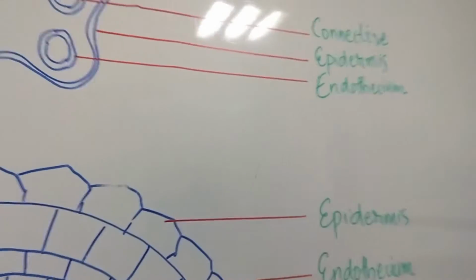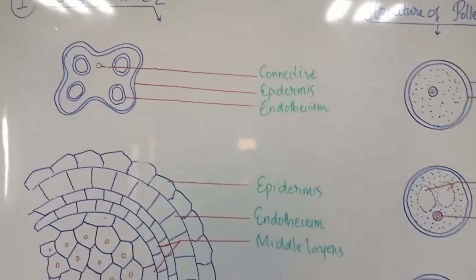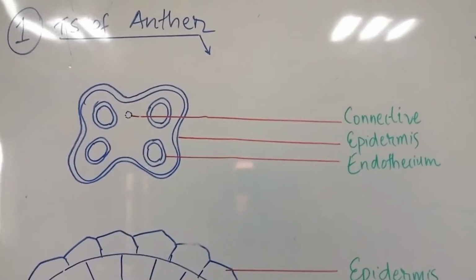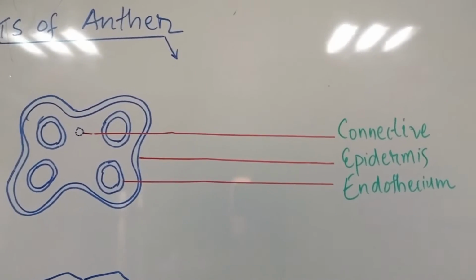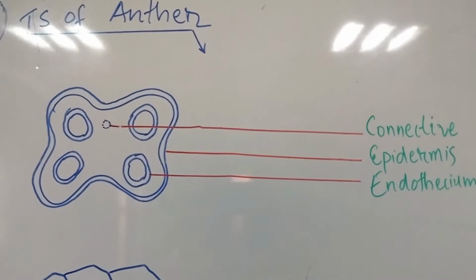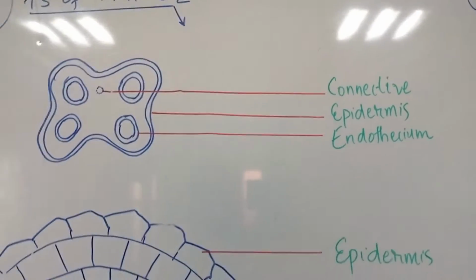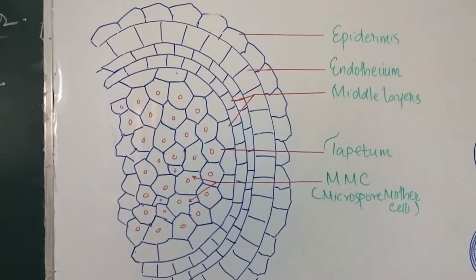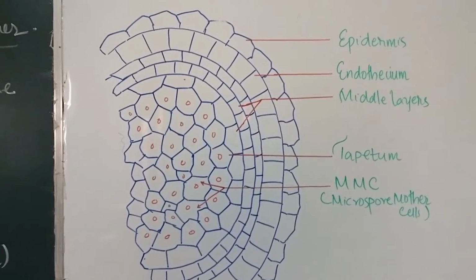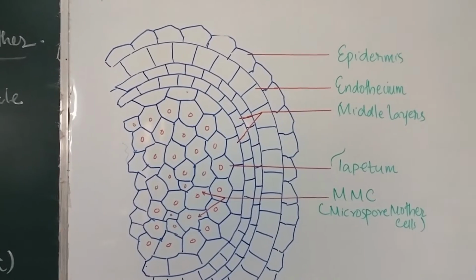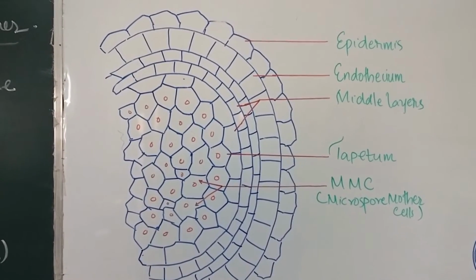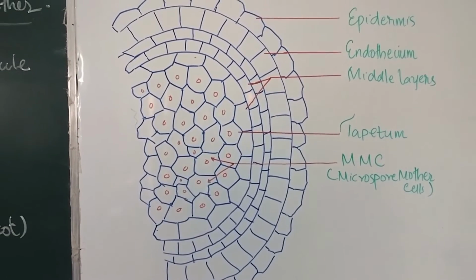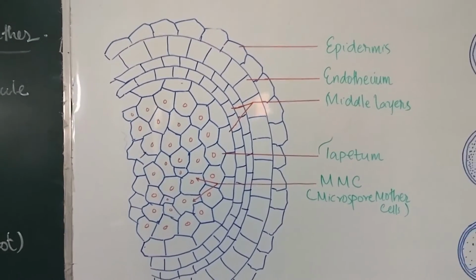The first diagram is the transverse section of an anther, showing the three regions of epidermis, endothecium, and connective for dehiscence. The explanatory part of the anther is the different histological arrangement of tissues: epidermis, endothecium, middle layers, tapetum, microspore mother cells. So this diagram you may get for examination.